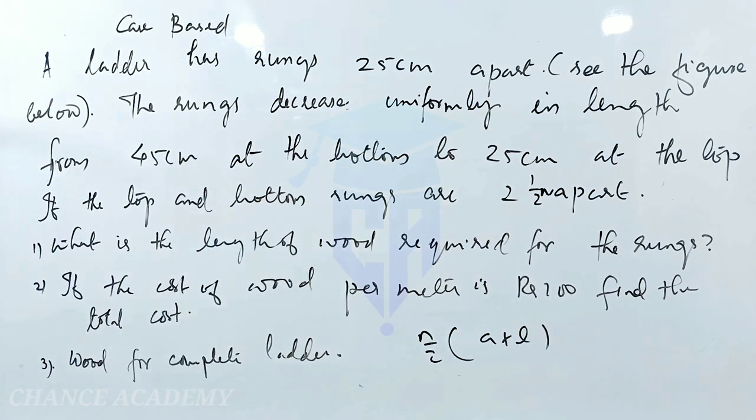The second question given here is about the cost per meter. The total cost you need to estimate. The cost per meter is 100. So on getting the total length, multiply with 100, and you will get the cost.